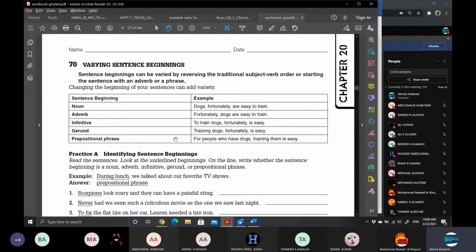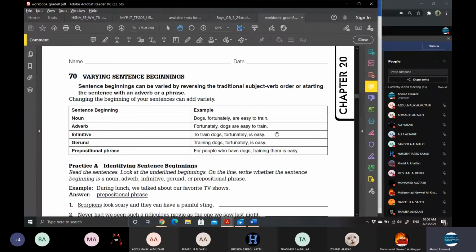So in your book, page 70, varying the sentence beginning, we can start our sentence using various things. We can start the sentence using a noun, an adverb, an infinitive, a gerund form, or even a prepositional phrase. We have some examples here. Dogs, fortunately, are easy to train. Fortunately, dogs are easy to train. To train dogs, fortunately, is easy. Training dogs, fortunately, is easy. And for people who have dogs, training them is easy.